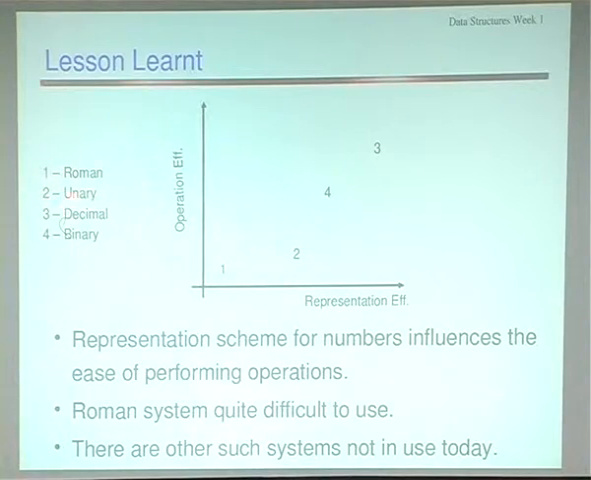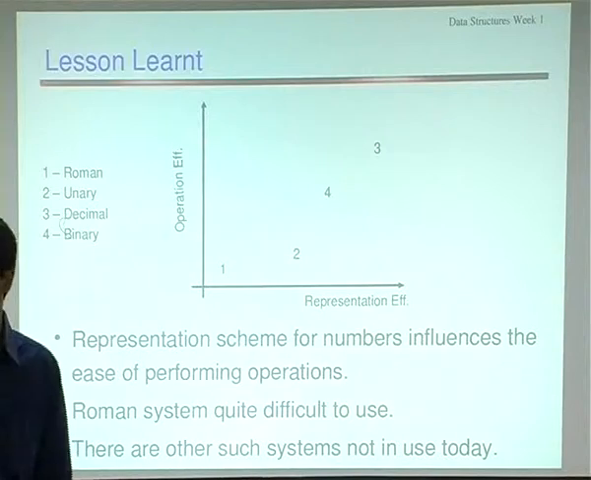1 is Roman, 2 is unary, 3 is decimal, and 4 is binary. Notice that the further to the right you go, the better the efficiency. The further up you go, the better the operational efficiency in this plot, right? So, if you think of the decimal system, I want to say that it has the highest representation efficiency as well as operational efficiency. That is no wonder, because that's what we are using also, right?